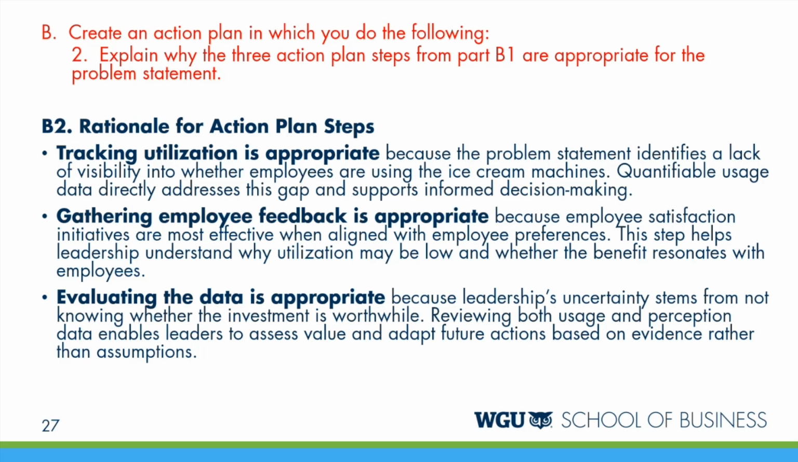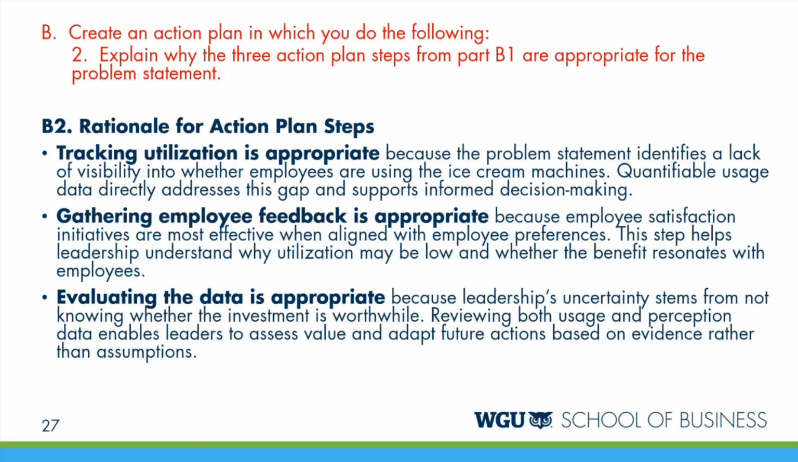So it says on there, explain why the 3 action plan steps are appropriate for the problem statement. So this is your rationale behind it. Number 1, tracking utilization is appropriate because the problem statement identifies a lack of visibility into whether employees are using the ice cream machines. Quantifiable usage data directly addresses this gap and supports informed decision making. So we're pointing back to the problem statement still and telling why we're going to start tracking.